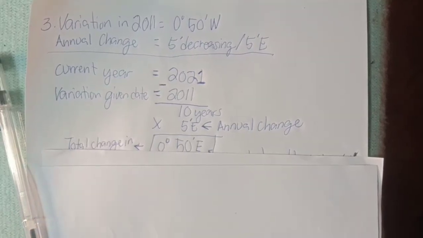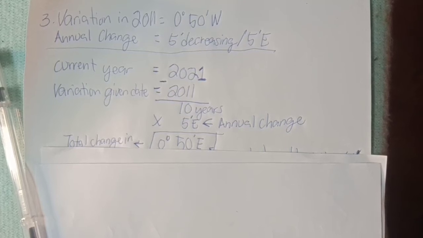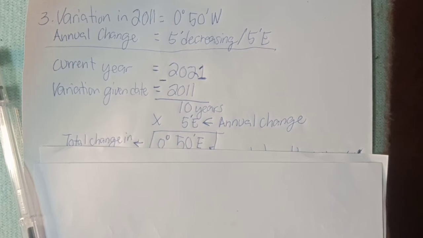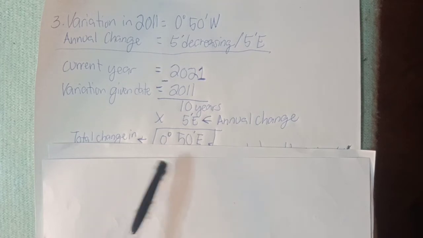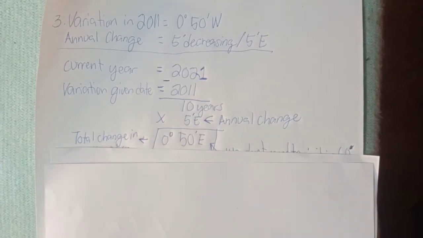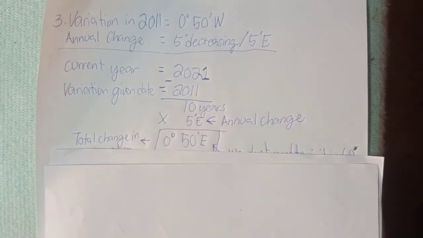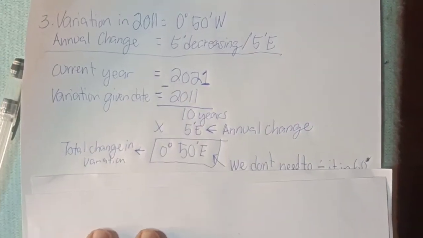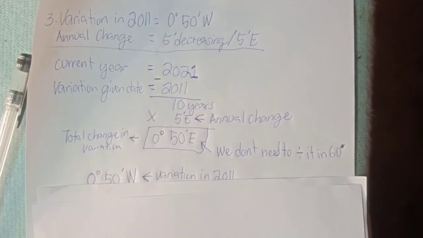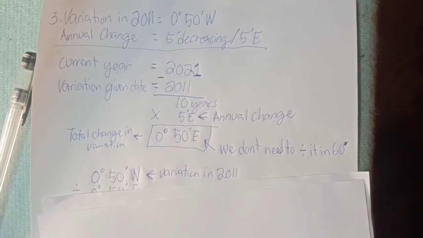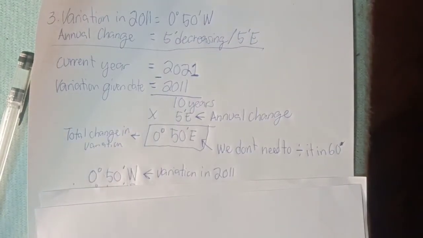If you ask me why I did not divide it by 60 minutes, because we only get 50 minutes, so we don't have to divide it by 60 minutes. If you didn't divide it, you always put a 0 degree here and bring down the 50 minutes east. This is our total change in variation. After that, what is our variation in 2011? The 0 degree 50 minutes west.